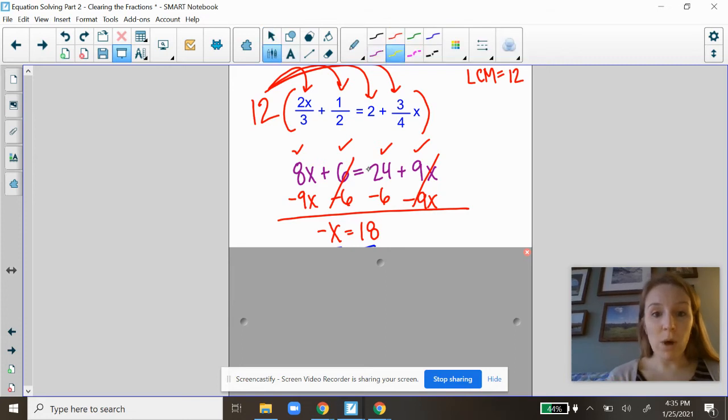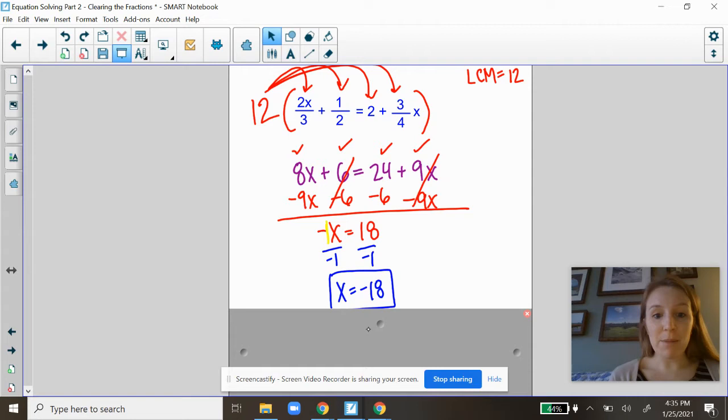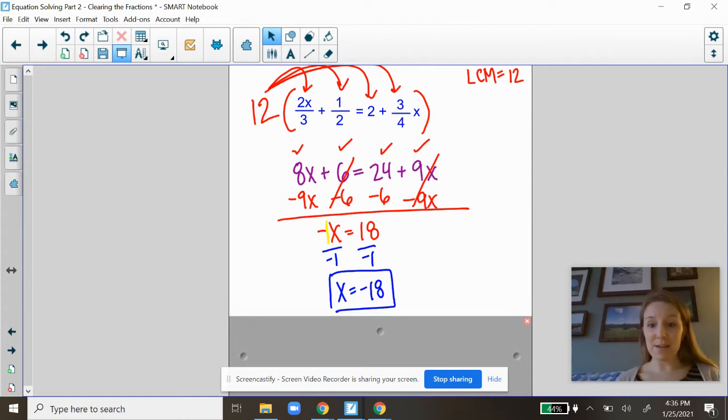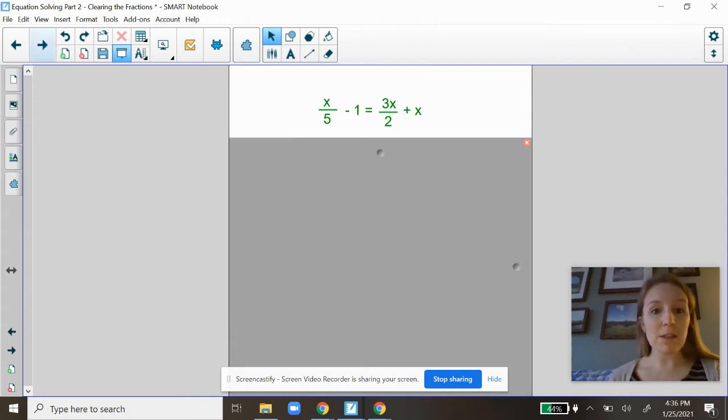And there's an invisible 1 right here. So I'm going to divide by negative 1 on both sides. And my answer will be x equals negative 18. All right, I would like you to try this next one on your own.